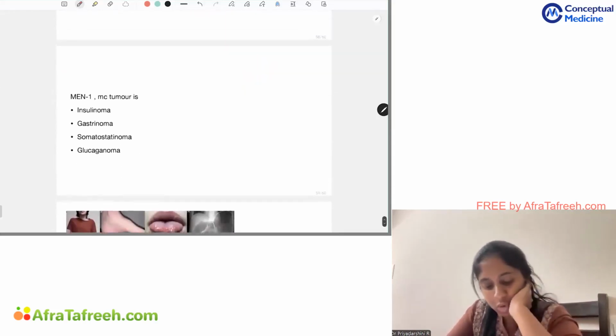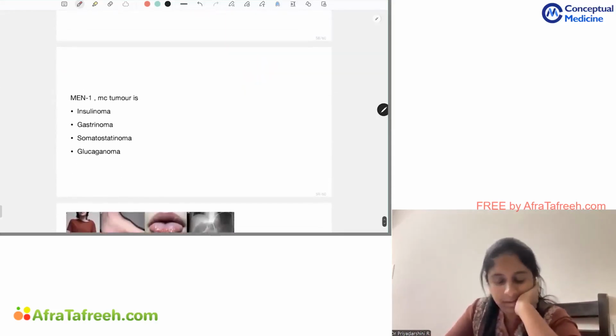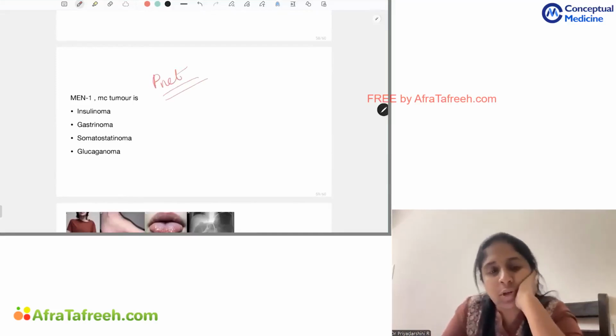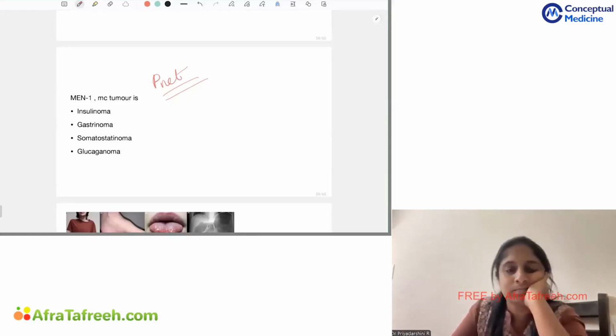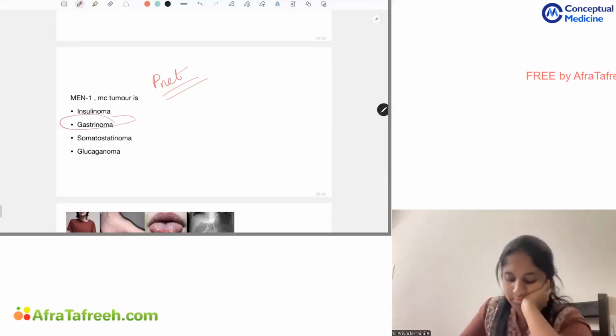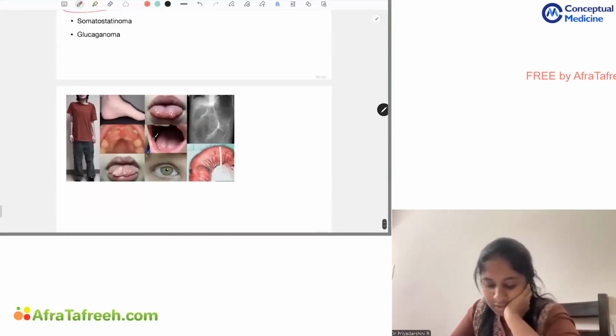So in MEN1, the most common tumor is pancreatic tumor. Which is the most common tumor? Anyone here? Insulinoma, gastrinoma, somatostatinoma, glucagonoma. Is it insulinoma or gastrinoma? Yes, gastrinomas.